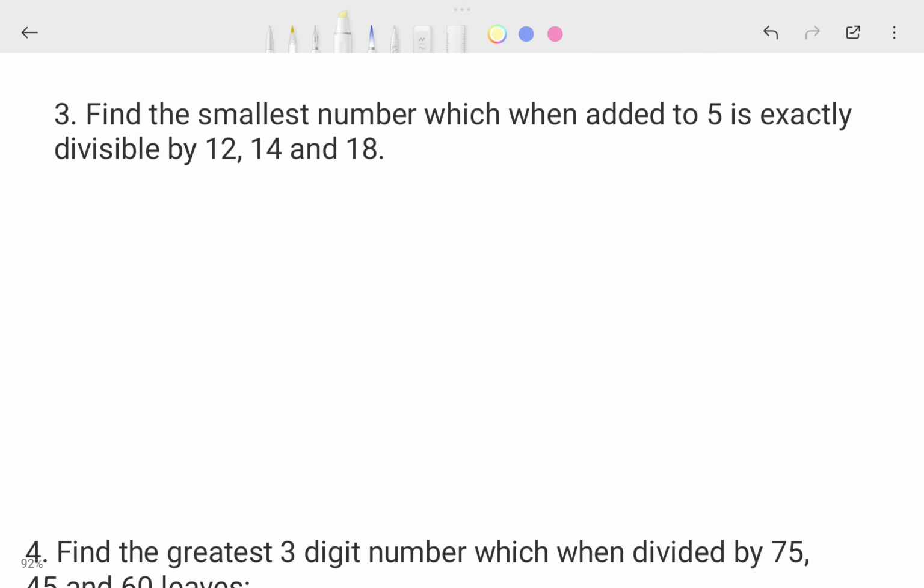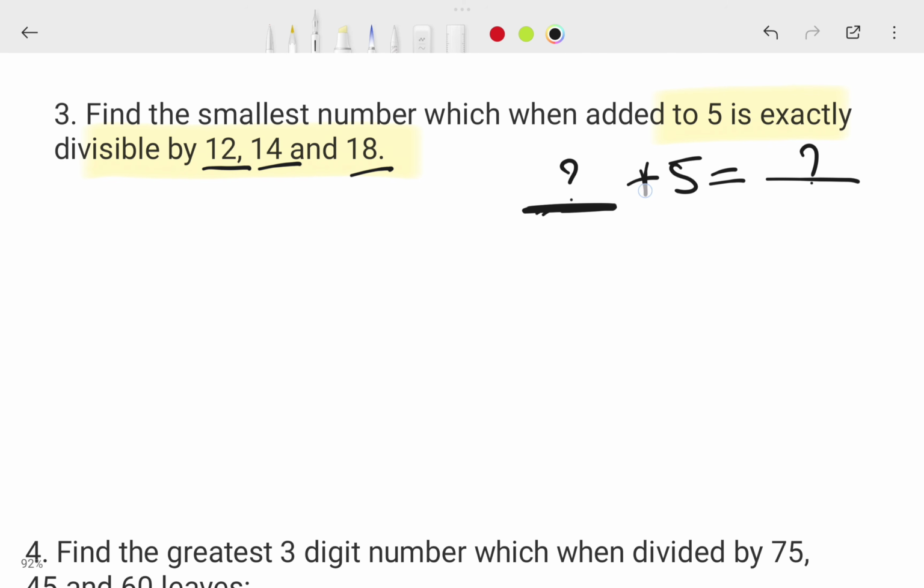Find the smallest number which, when 5 is added to it, is exactly divisible by this. Okay, we have to add something. We have to find the smallest number which, when we add 5, is exactly divisible by 12, 14 and 18. So here we have to find a number such that when we add 5 to it, 12, 14 and 18 divide that number.